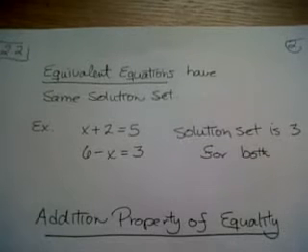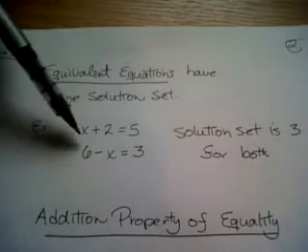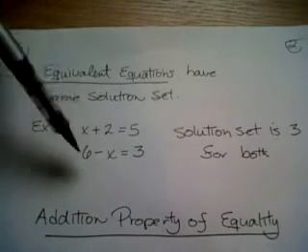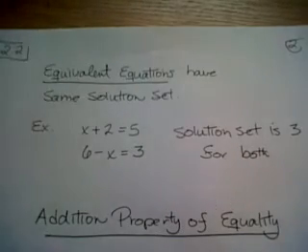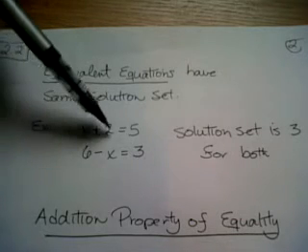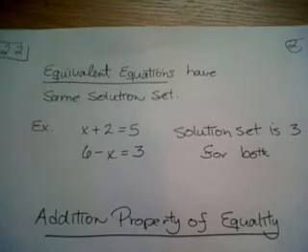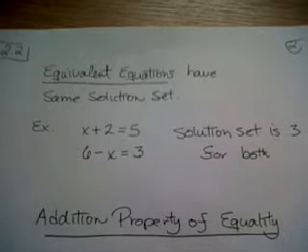One thing I'm going to notice is that equivalent equations have the same solution set. So for example, x plus 2 equals 5 and 6 minus x equals 3. Those have the same solution set. 3 works for both of those. If I plugged 3 in here, that would give me 5, and if I plugged 3 in for x, that would give me 3 if I solved it. So these two equations are called equivalent equations.